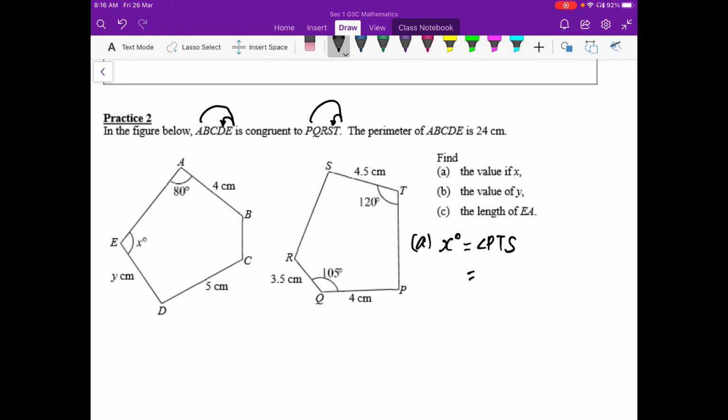How much? 120. Is it? Okay, correct. And then let's just go down the row. Matthias, value of y equals to which length? I cannot hear. Oh, sorry, cm. So y is equal to TS. Okay, and the value? TS, 4.5 cm. Good.